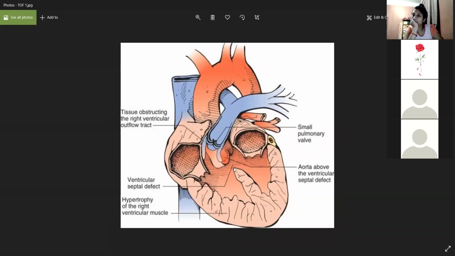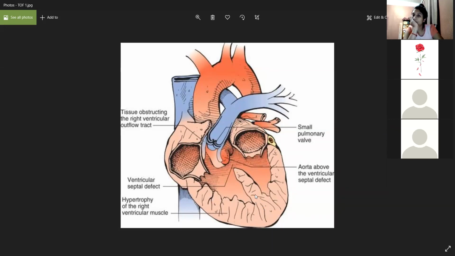Second is right ventricular hypertrophy. You see here, right ventricular hypertrophy. Pretty self-explanatory too, and we'll talk about how this develops. Next, third one is right ventricular outflow tract obstruction and/or pulmonary stenosis.